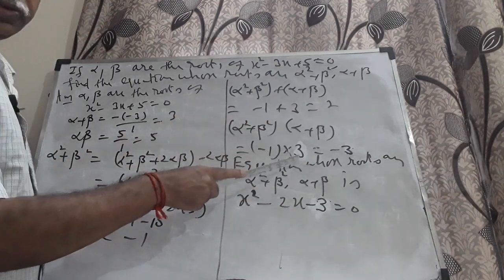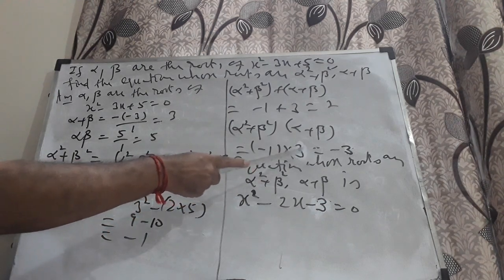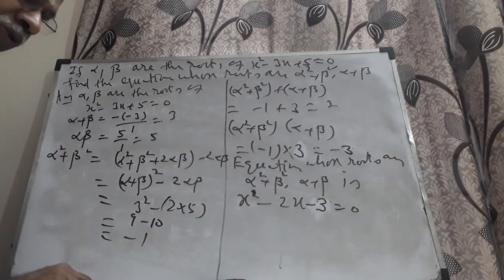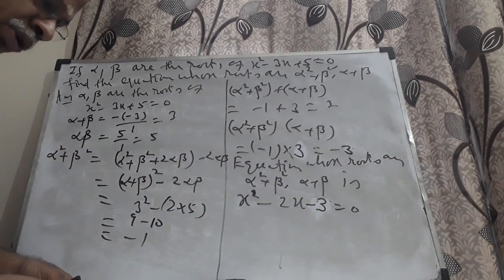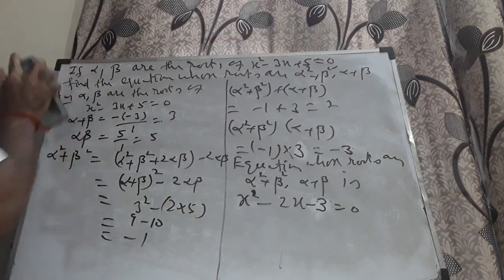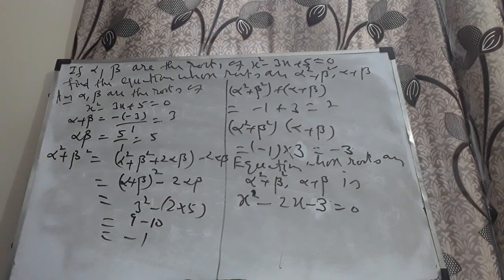See the correction here. Instead of alpha plus beta, I substituted the value of alpha beta earlier. See the small correction. I'm extremely sorry. Anyway, the rest we'll discuss in the next video.